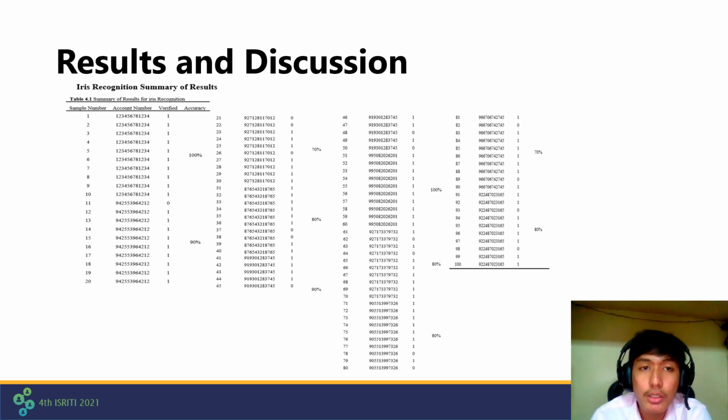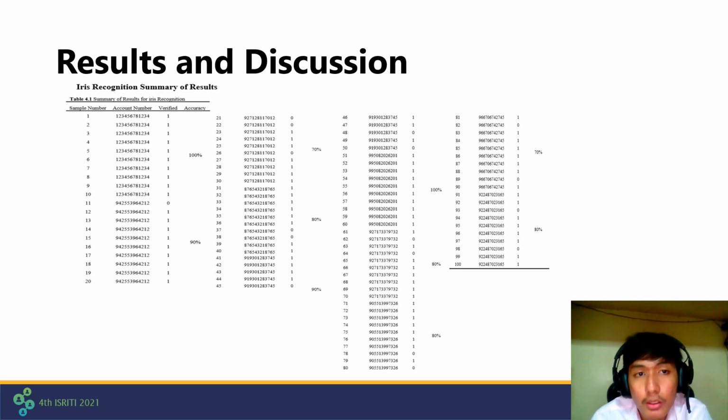Now, for the results and discussion, first for iris recognition summary of results, here we have 10 users, and each user has 10 samples. This is equivalent to 100 samples overall. Two of them got 100%, two of them also got 80%, and one of them got 90%. The lowest accuracy is 70% for this testing.